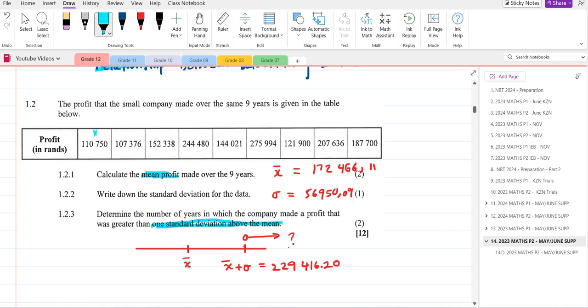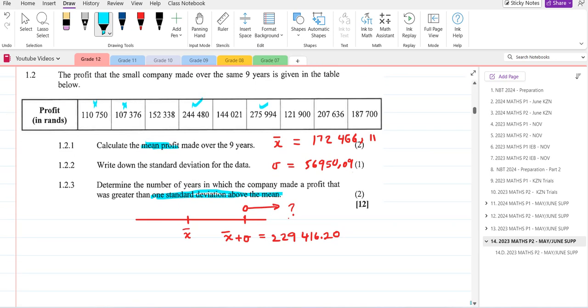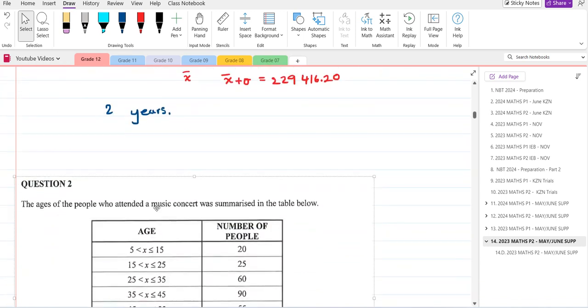So it can't be this one, it's not that one. We want values greater than one standard deviation above the mean, so we're looking for all values greater than this. 152, 244. So 244 is greater. 275 is greater. 207 no. 187 no. So only 2. So determine the number of years: 2 years. So the answer is just 2 years. I hope you guys understood that. Moving on to the next problem.